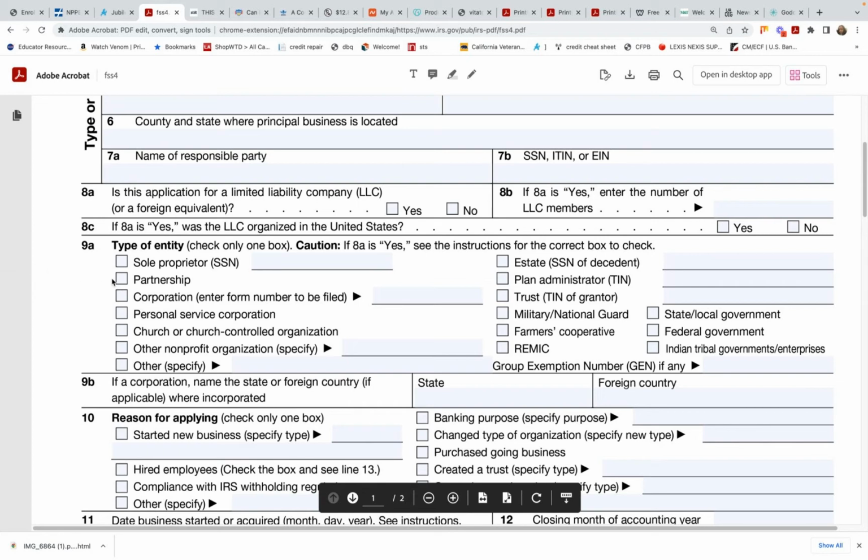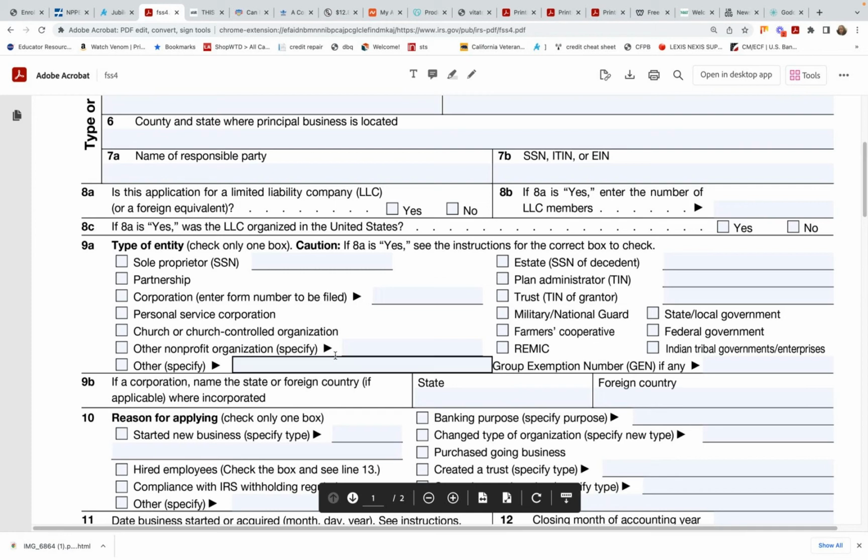If you are a partnership, you would check that box. So most of y'all would pretty much understand where I'm going. I am going to answer the ones that y'all may not know. If it's a corporation, more than likely you're going to put the form that you filed, which will be a 1120, right here in this box.